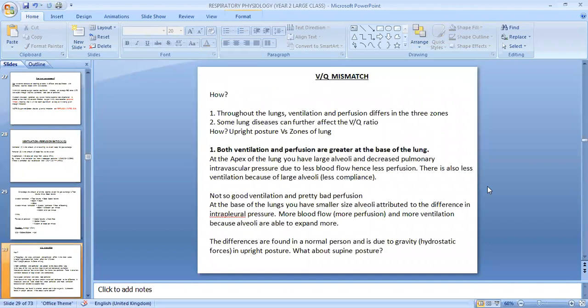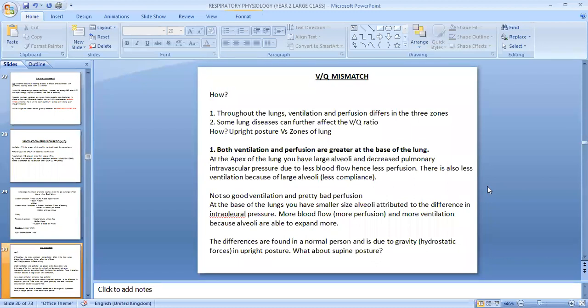However, remember I said this about the zones of the lung, zone 1, zone 2, and zone 3. Because of those zones, there's something we call VQ mismatch, because the blood flow is not the same in all the 3 zones. How? 1, throughout the lungs, ventilation and perfusion differs in the 3 zones I talked about. And 2, some lung diseases can further affect the VQ ratio.